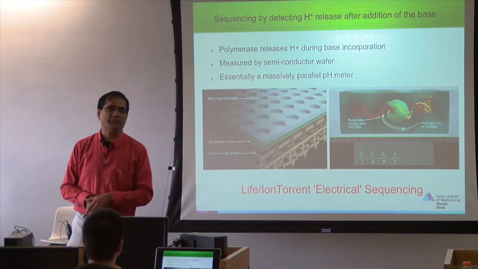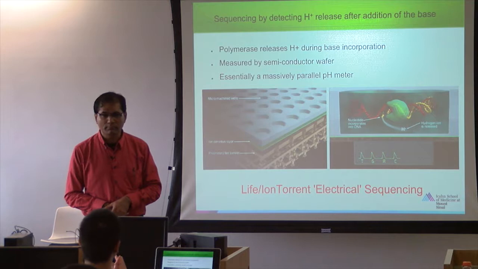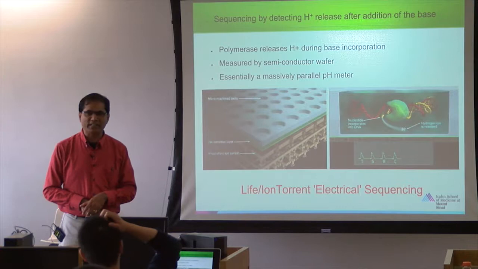By detecting the voltage, you can only differentiate the AT pair and the CG pair, right? There's one hydrogen ion difference in the voltage. AT has two, CG has three. This isn't the hydrogen bonding. No. This is an actual release of a proton. This is not hydrogen bonding. This is the actual release of hydrogen. It's a release of a proton in the solution.